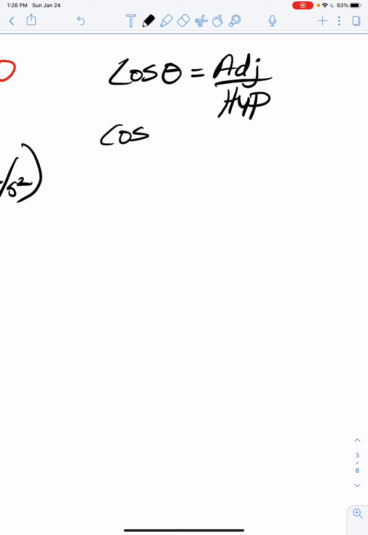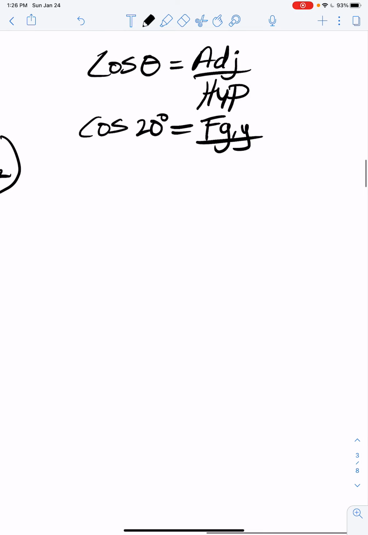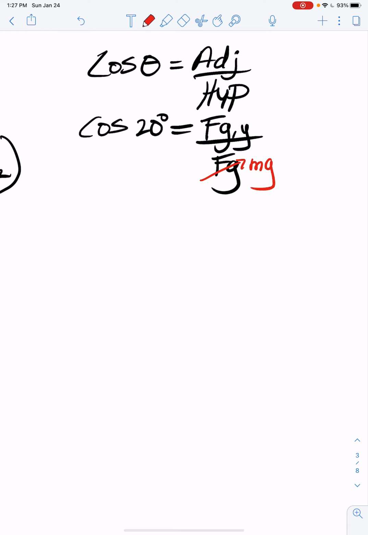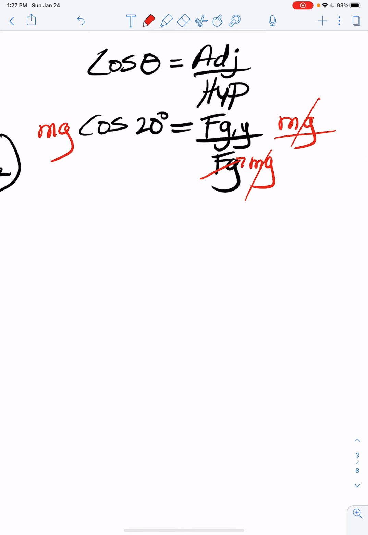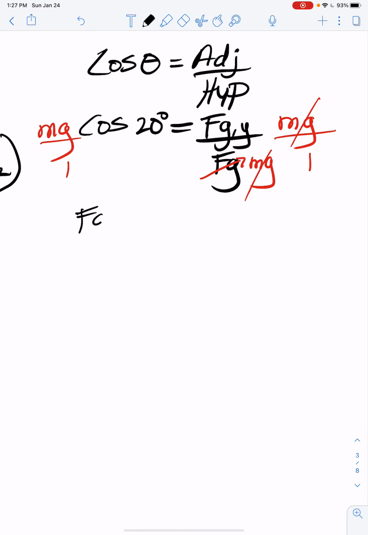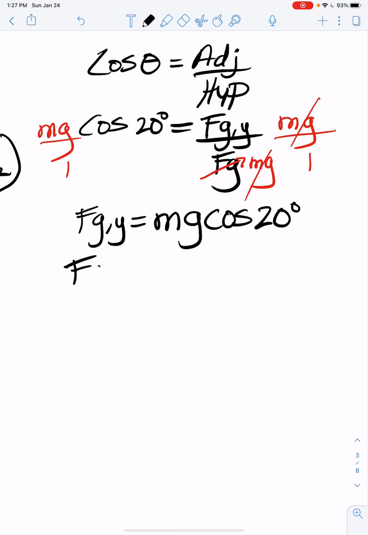Cosine of, was it 20 degrees? Is equal to FGY divided by FG, which is mg. Right, this is the same as mg. So we can go ahead and multiply both sides by mg. Cancel, cancel. This is over 1. And we're left with FGY is equal to mg cos 20 degrees.